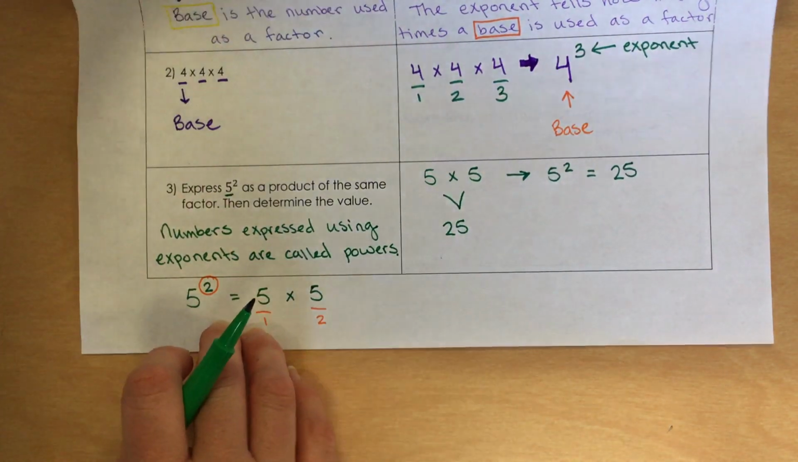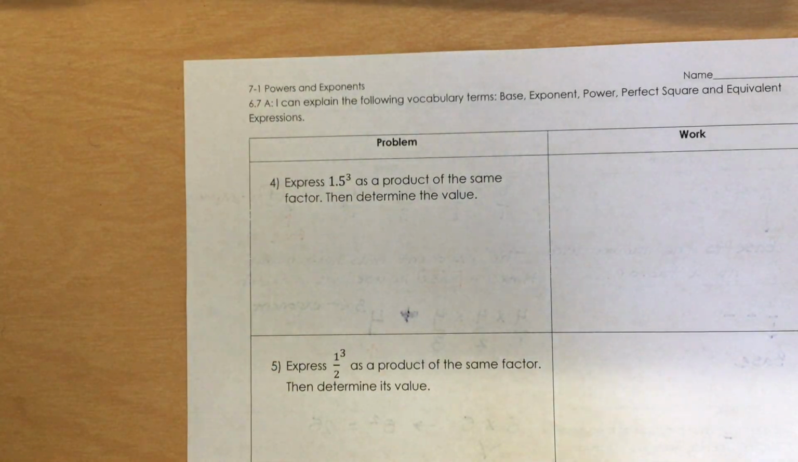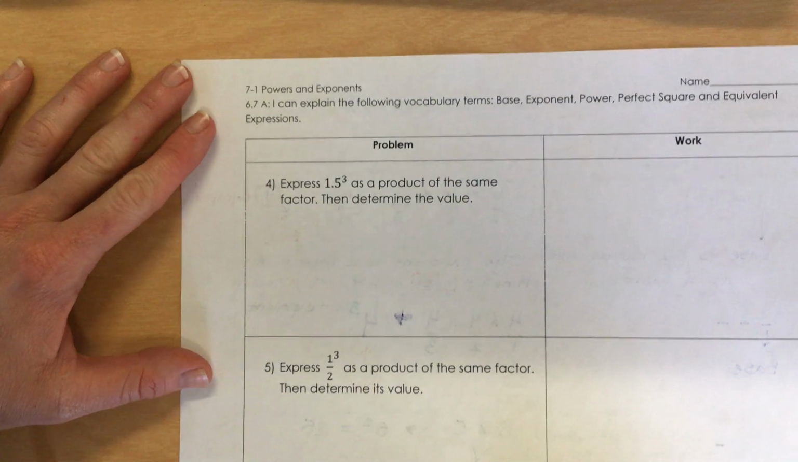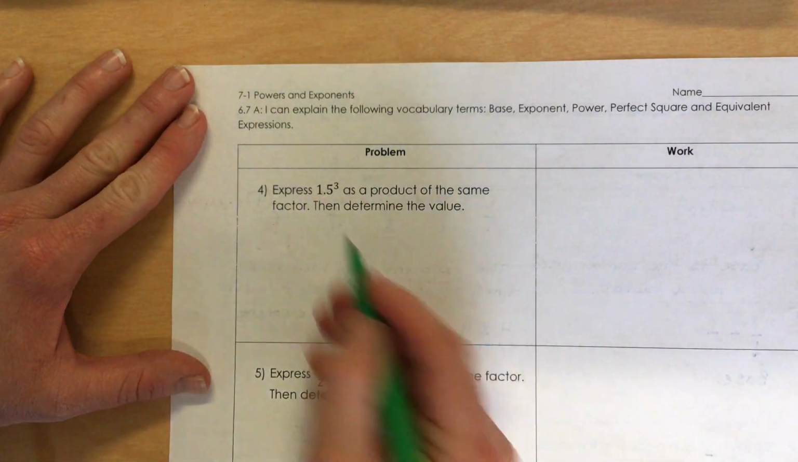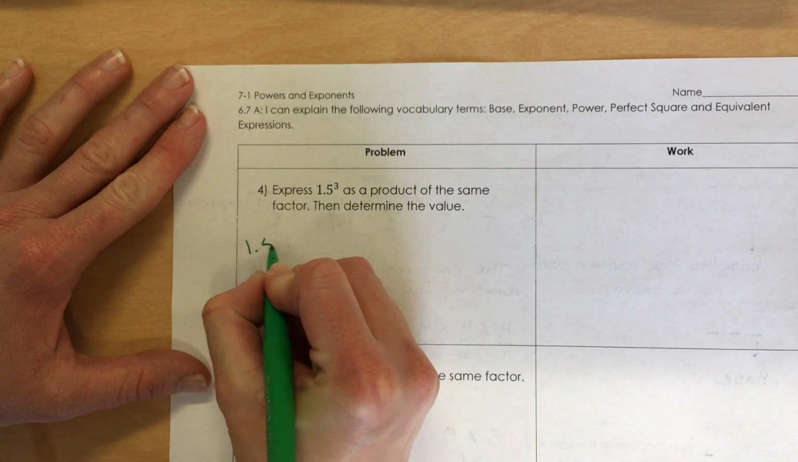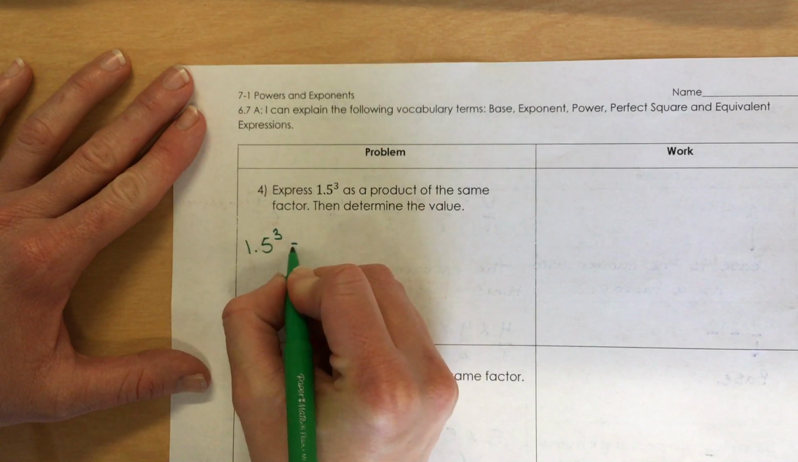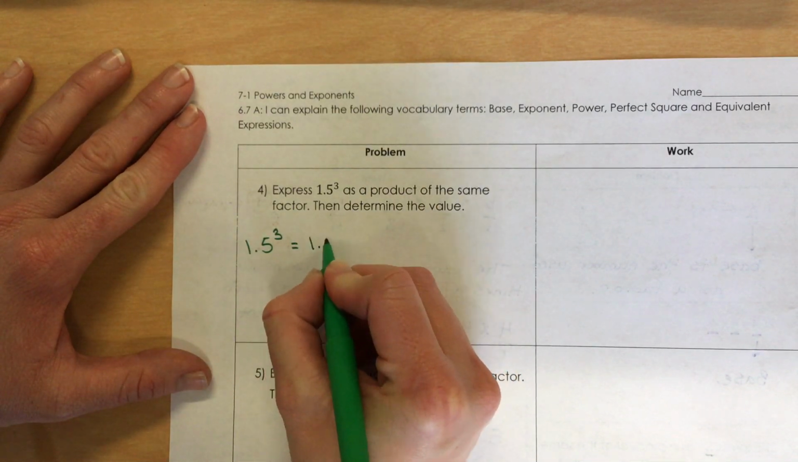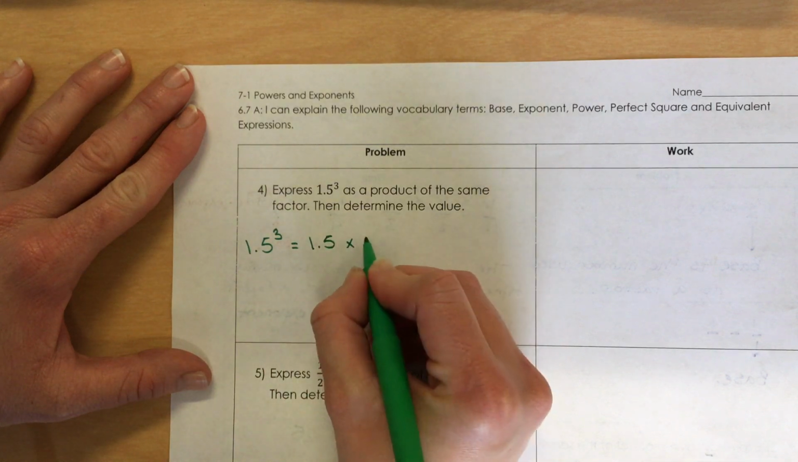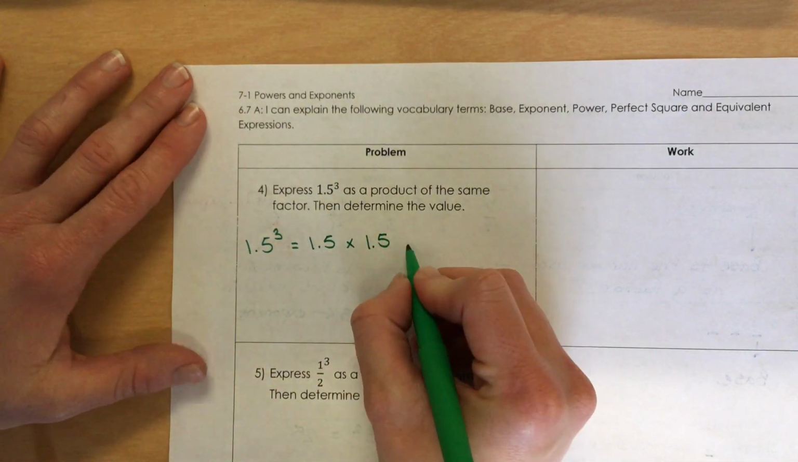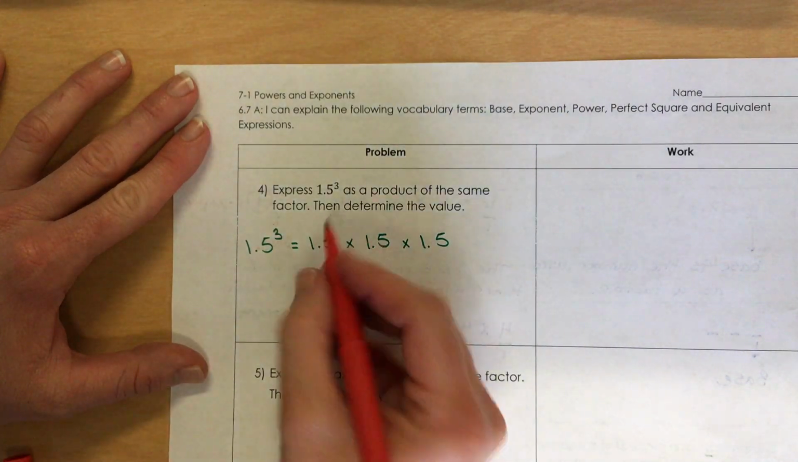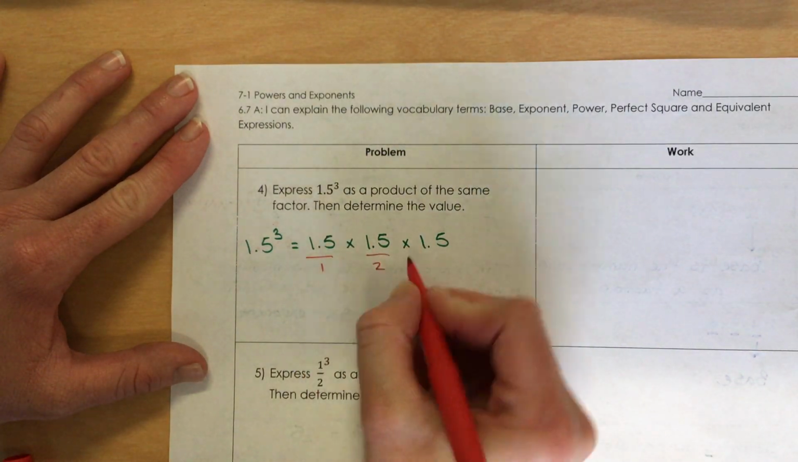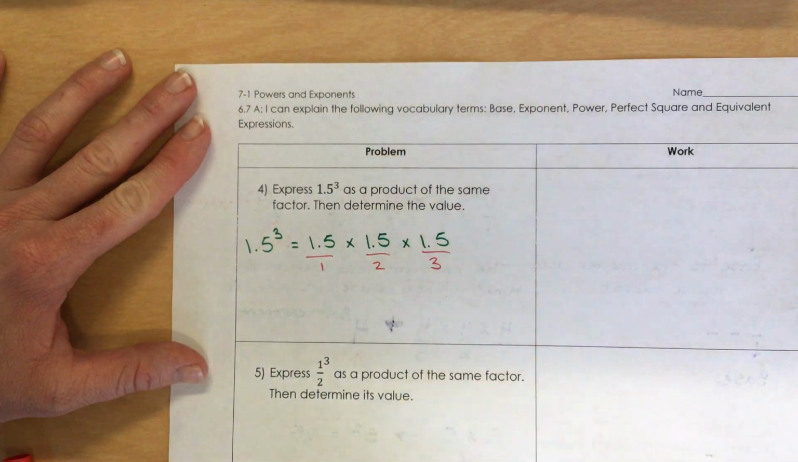Okay, let's make it a little bit more challenging. Flip it over. Now it says express 1 and 5/10 to the third power as a product of the same factor. Then determine the value. Well, let's simplify it. So we have 1 and 5/10 to the third power, which means I'm using 1 and 5/10 as a factor 3 times. 1, 2, 3.